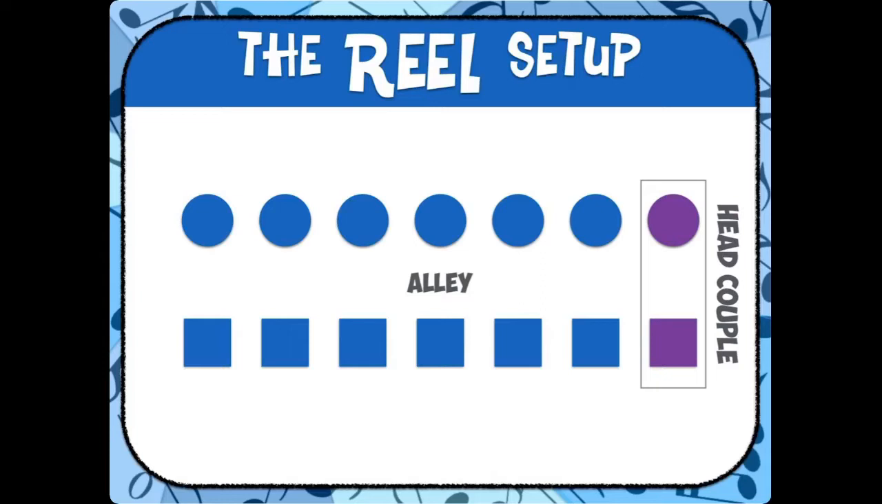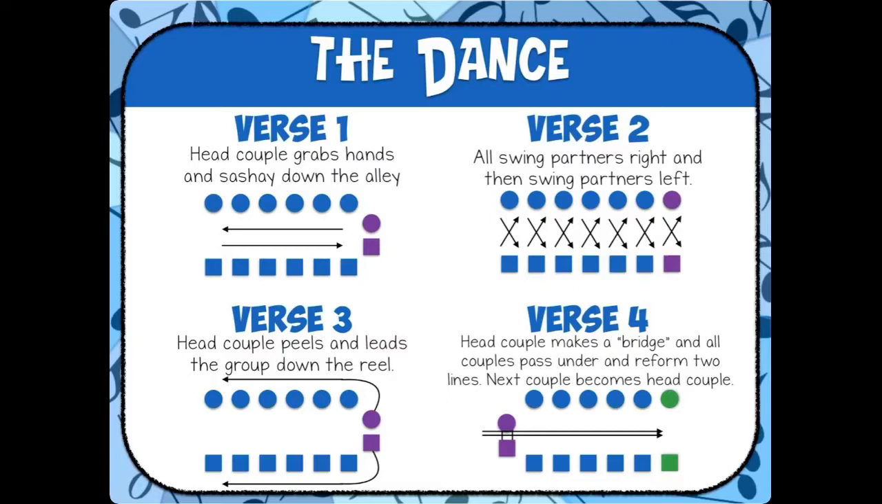And then there's a whole visual of verse 1, verse 2, verse 3, verse 4. On verse 1, the line of circles and the line of squares, and the head couple, one circle, one square, go down and back. There's an arrow doing that. The next one, swing your partners, a visual of crossing paths and swinging. Verse 3 shows how to peel the banana, how the top couple peels, goes outside the two rows and meets up at the bottom. And verse 4, they make a bridge and everybody else comes around and up and through. So having a visual like this for some kids is so beneficial to give them one more look at how it works so they have a little bit more information.